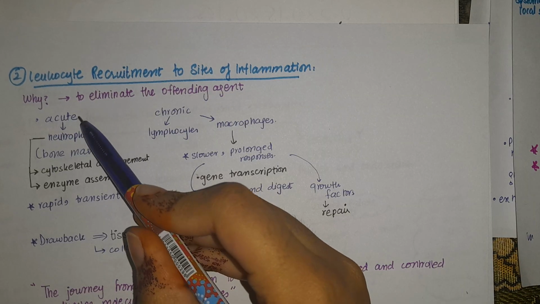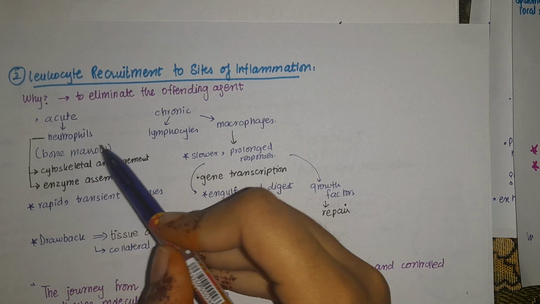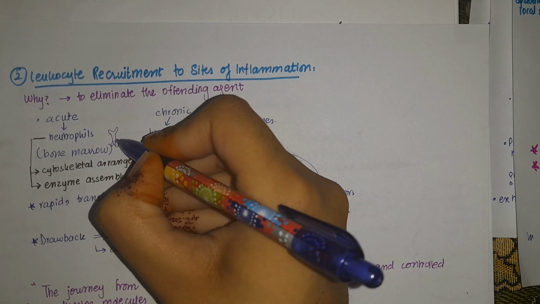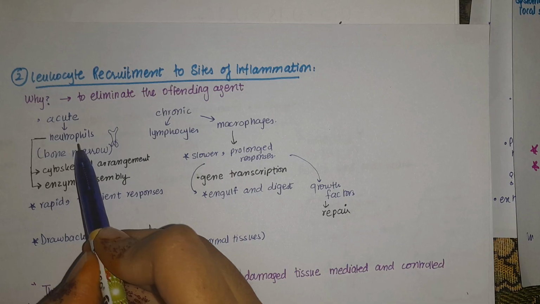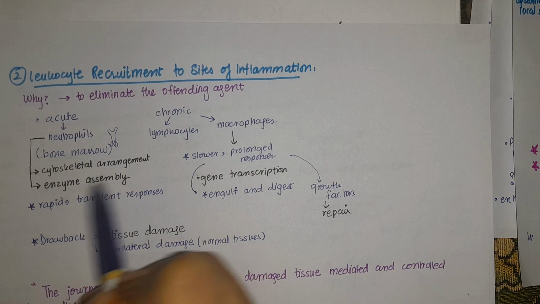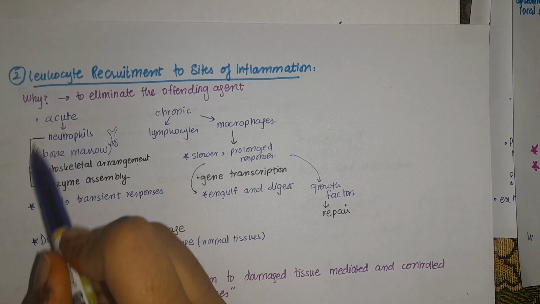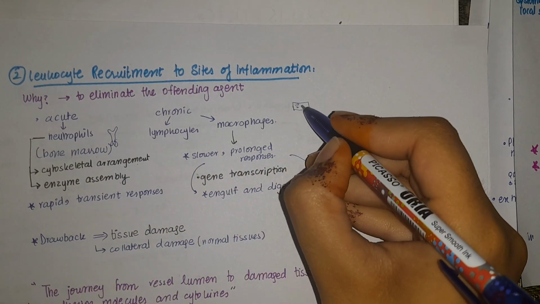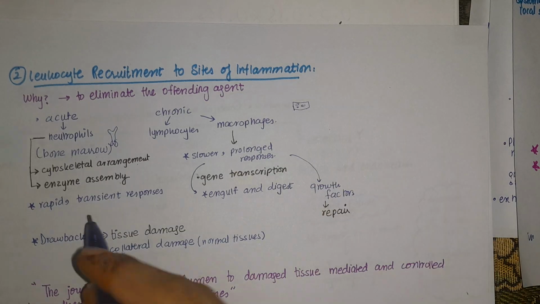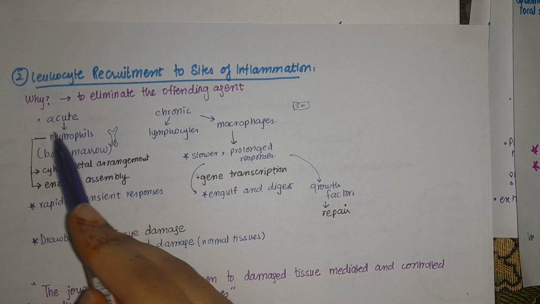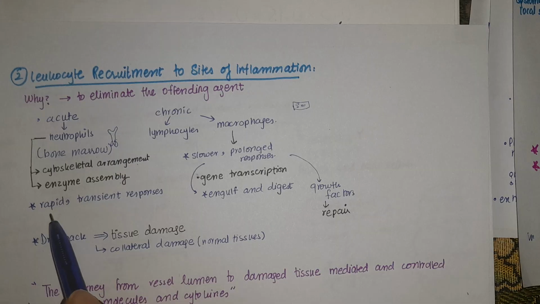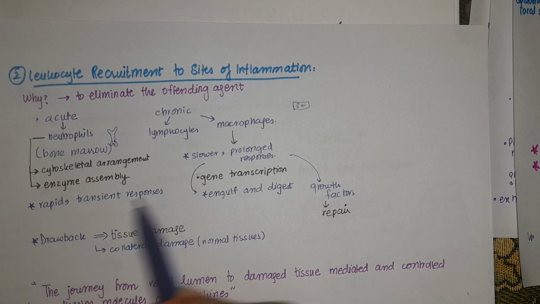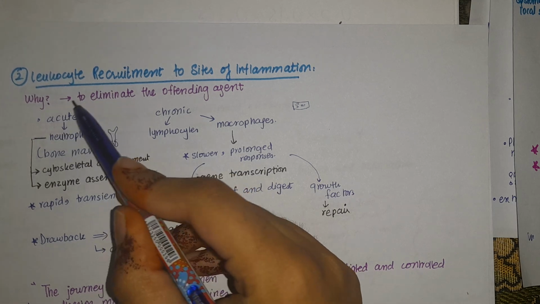So these neutrophils in acute inflammation, where do they come from? They come from bone marrow. As you know, they are formed from the bone marrow. So what do these neutrophils do? They do cytoskeleton arrangement as well as enzyme assembly, and in this way they help to eliminate the offending agent from the tissue where the pathogen is present. So why are the neutrophils involved in the acute reaction? Because they are rapid and they show a transient, immediate response.